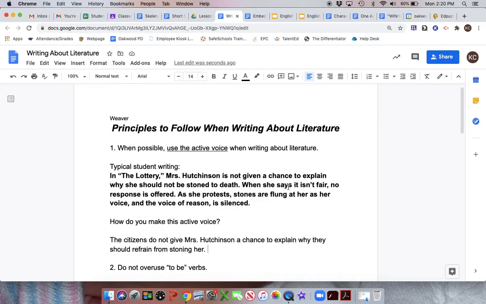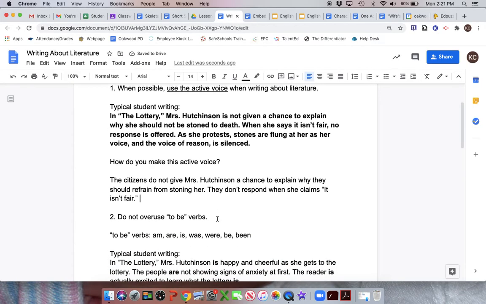The next one says, when she says it isn't fair, no response is offered. Instead, you could say, they don't respond when she claims it isn't fair. Okay? See what I did there? And then you could figure out how to do the last part there. So when you put it into active voice, suddenly the writing comes to life more, it is more powerful, it is stronger, and when I'm reading that, it sounds like you know what you're talking about. It sounds like you are an expert, where if you put it in the passive voice, you sound weak.